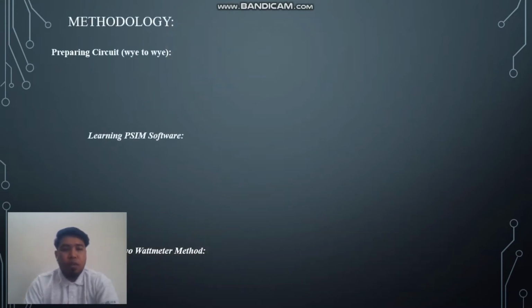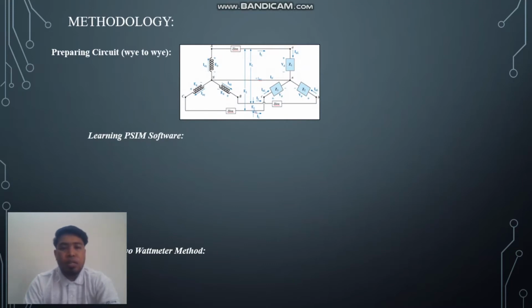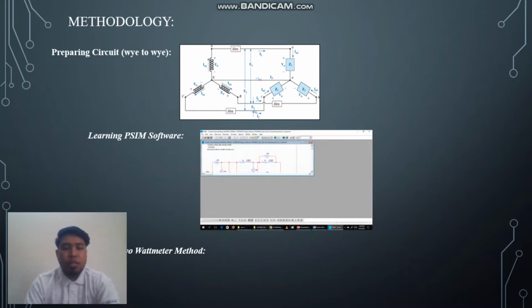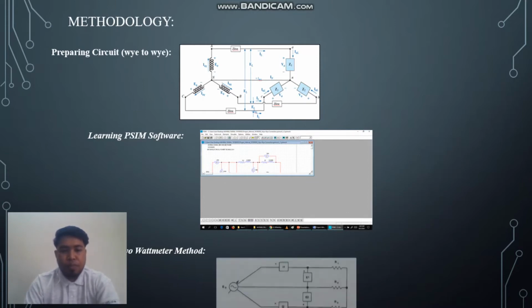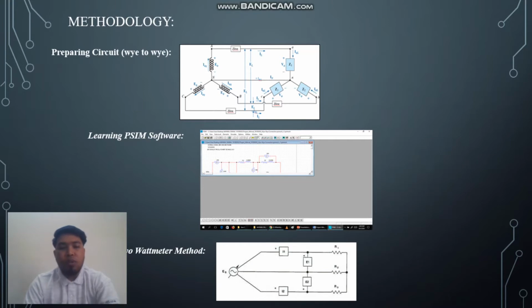Okay, for the methodology, we have 3 methodologies for this project. First, we need to prepare the circuit Y-to-Y connection. Second, we learn about the PSIM software, and third, we apply the 2 wattmeter method. This is the figure of the Y-to-Y connection. This is my learning process of the PSIM software, and this is the connection of the 2 wattmeter method.